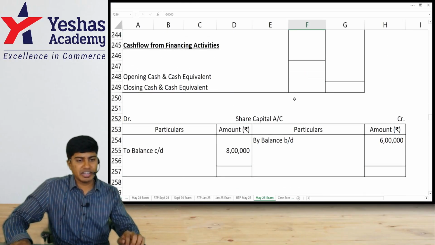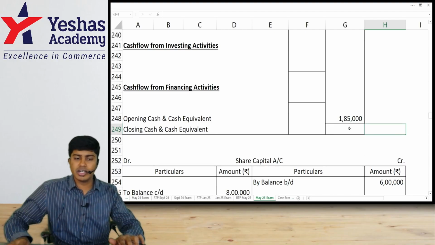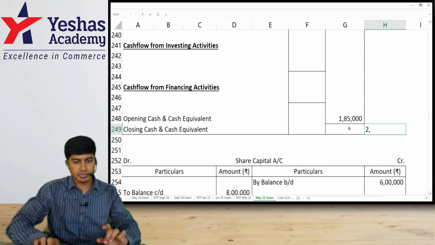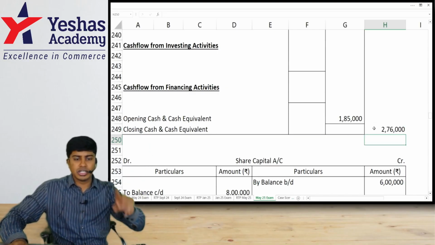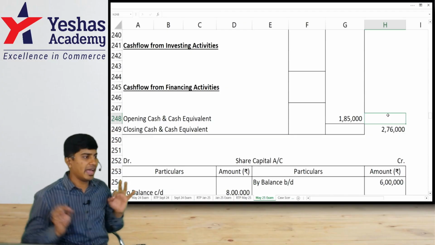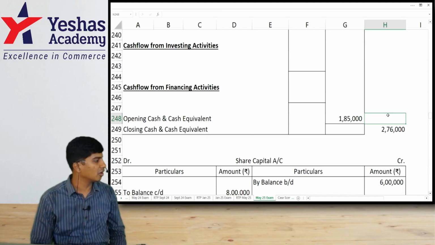I would write 185 in my cash flow statement. Opening, closing, I'll not write it there. I'll write it next to it. Why? Later, after I write everything, I'll take the total. It should match to 2 lakh 76. If it matches, the cash flow statement I'm preparing is correct. If not, there is something wrong.